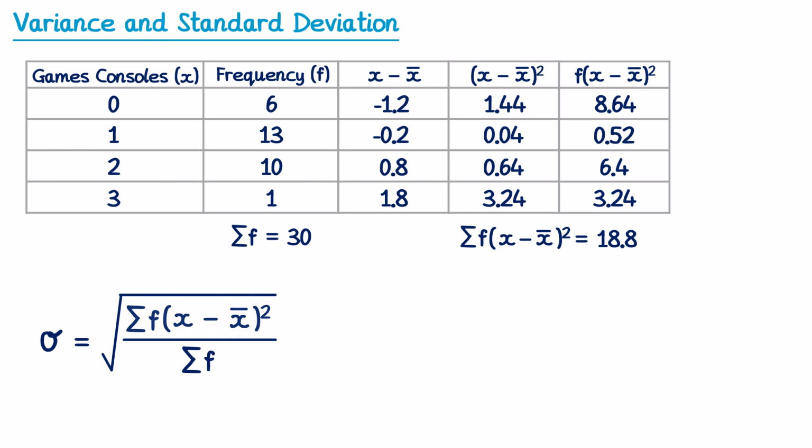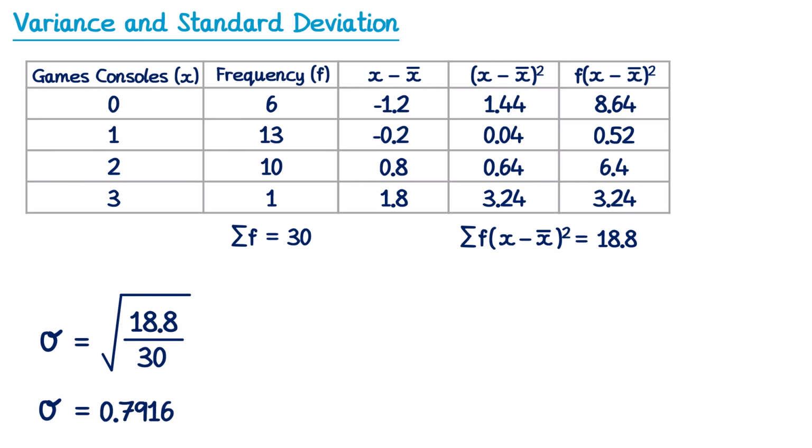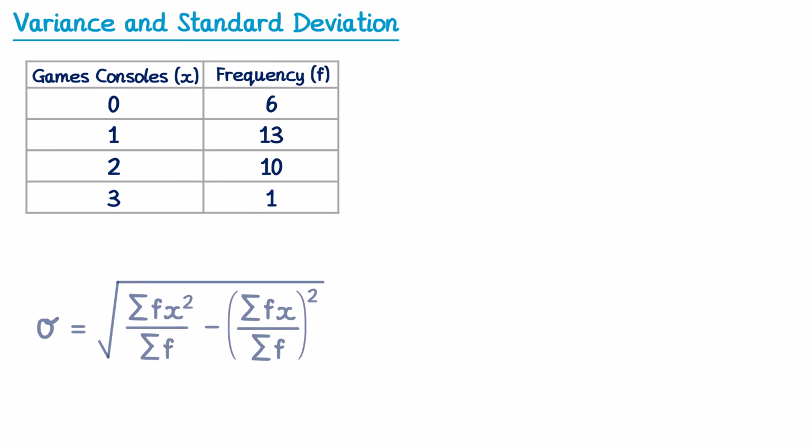So the numerator, the sum of f(x minus x bar) all squared, was 18.8, and the sum of f on the denominator is 30. We just type this into the calculator to find the standard deviation. So for this one it's 0.7916. The units would be the same as the units of x, so in this case it was number of games consoles.